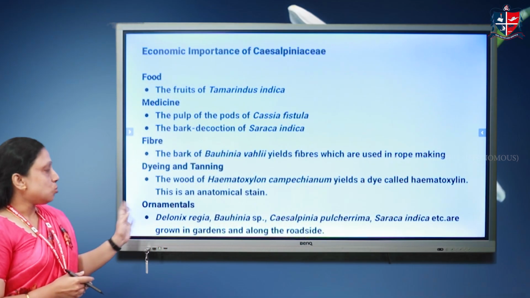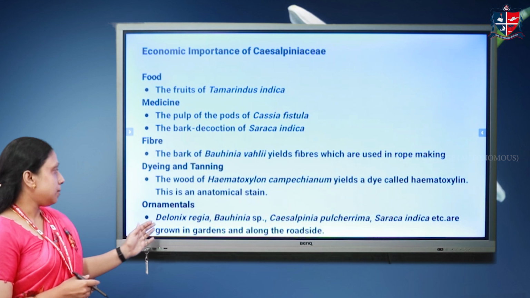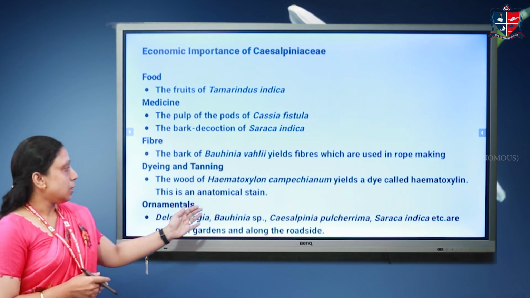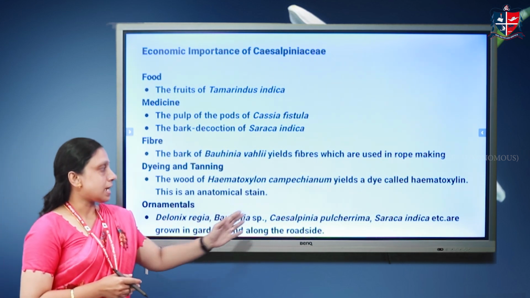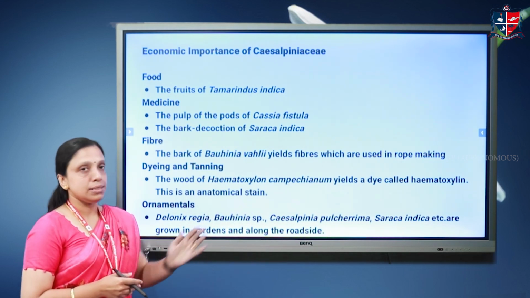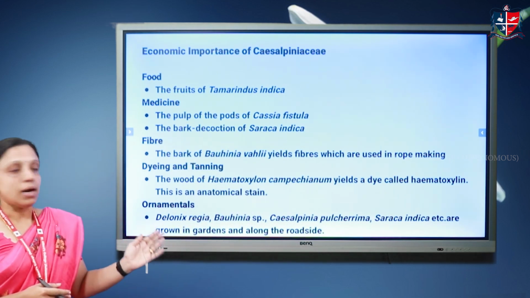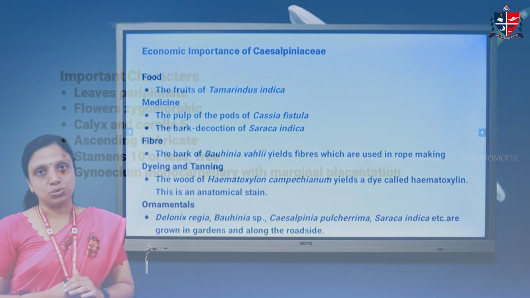Some members are used as ornamentals. Examples are Delonix regia, Bauhinia species, Caesalpinia pulcherrima, Saraca indica. They are grown in gardens as well as along the roadside.